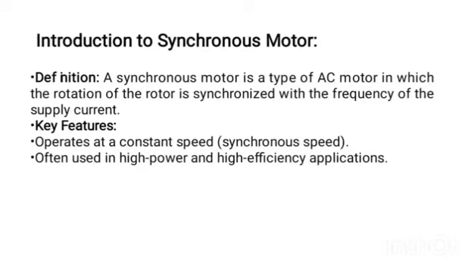So this is the introduction to synchronous motor. It is one of the AC machines. It rotates at a constant speed. That's why it's called a synchronous motor. It has some features, especially it operates at a constant speed, that is synchronous speed, often used in high power and high efficiency applications. So these are the main features of synchronous motor.